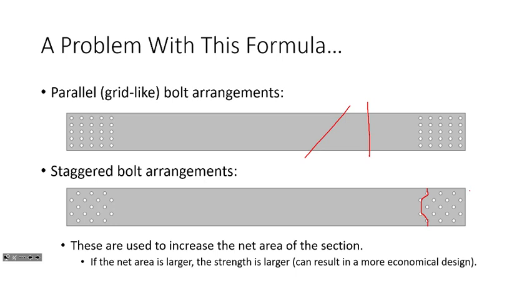Now think about what happens, right? What happens if I increase the area? If the limiting stress stays the same and I'm increasing the area, what am I doing? I'm increasing the capacity, right? So suddenly I've made that member stronger by just arranging the bolts in a different fashion, right?